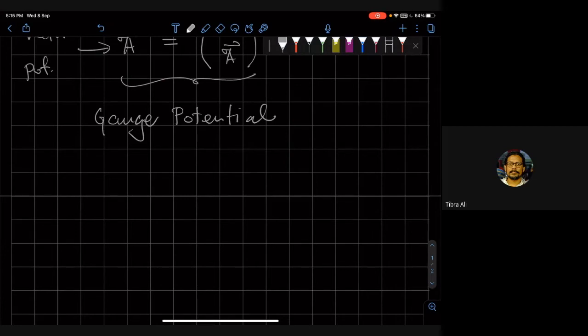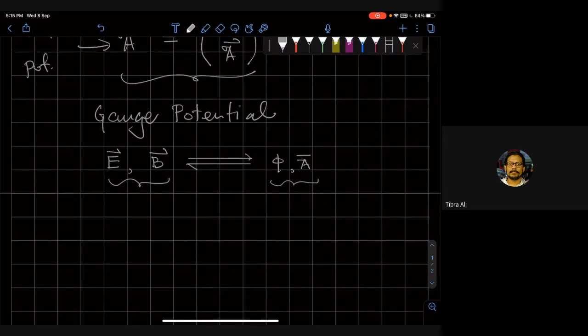The idea is that we can trade in as our fundamental variables the electric field and the magnetic field, so that there are 6 degrees of freedom here, for 4 quantities, which are the scalar potential and the vector potential, or the gauge potential. And we can do Maxwell's theory in terms of these instead of those. How are they related? Well, they're related by the following equations.